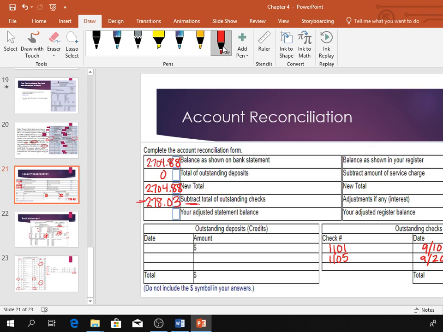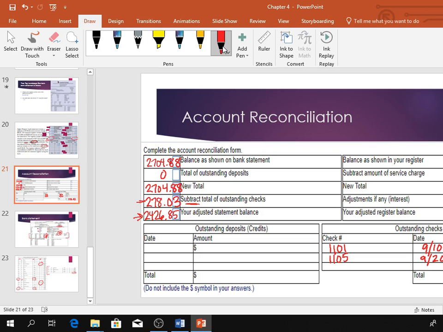But then if I subtract this from my new total, which was $2,704.88, then I'm going to get $2,426.85. Alright, so that's what the total should be when all is accounted for. So I'm hoping that this total ends up becoming the same thing once I reconcile.